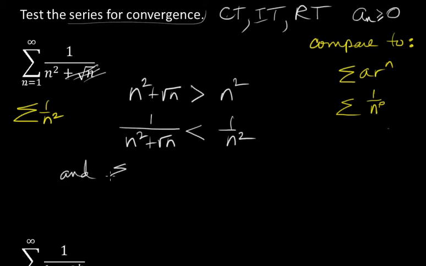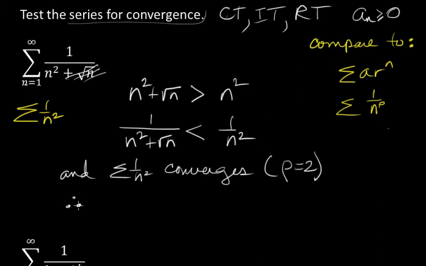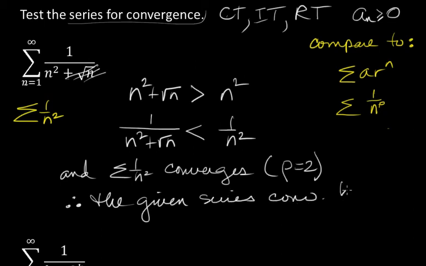And sigma 1 over n squared converges. I could just say p equals 2 to tell you that you're comparing to the p-series. Therefore, the given series converges by the comparison test.